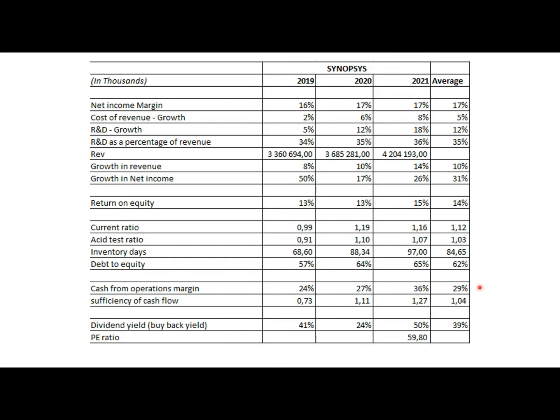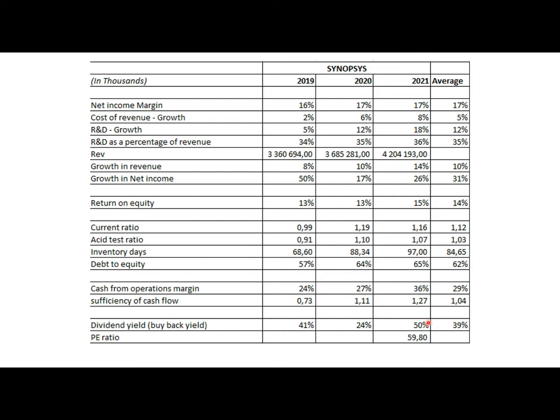The buyback ratio is below the industry average. If you look at the average over the past 3 years, from 2019 to 2021, it's 39%. The industry average is 46%. But you can see Synopsys has, from 2019 to 2021, grown how much it returns to shareholders.